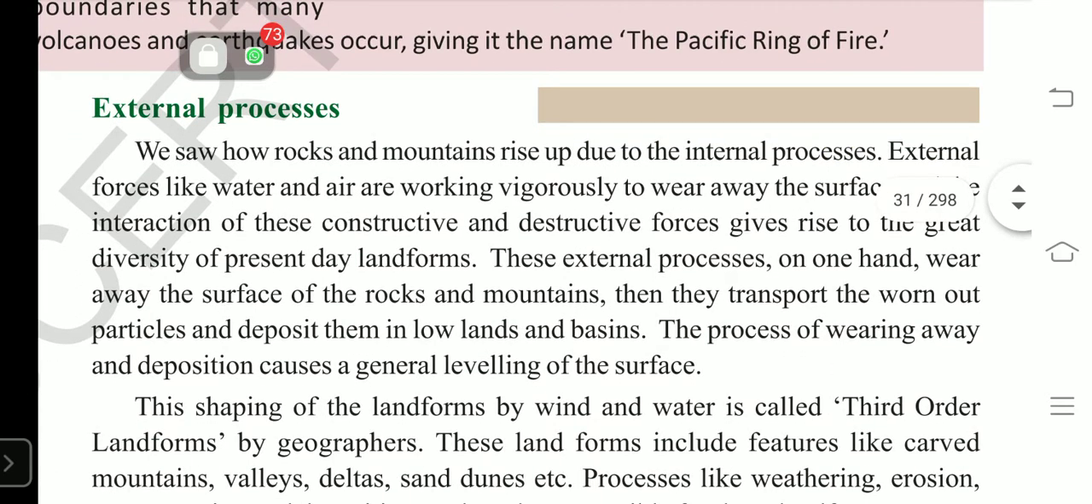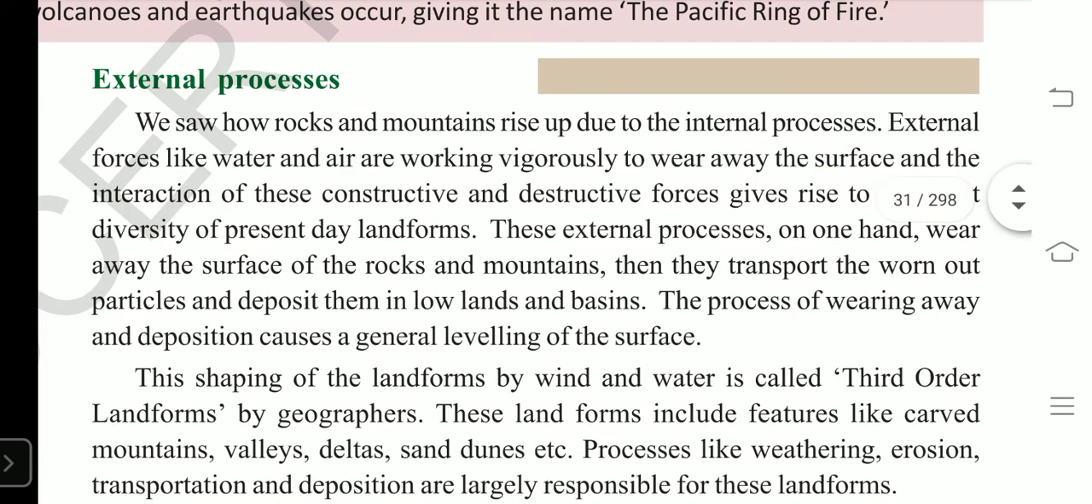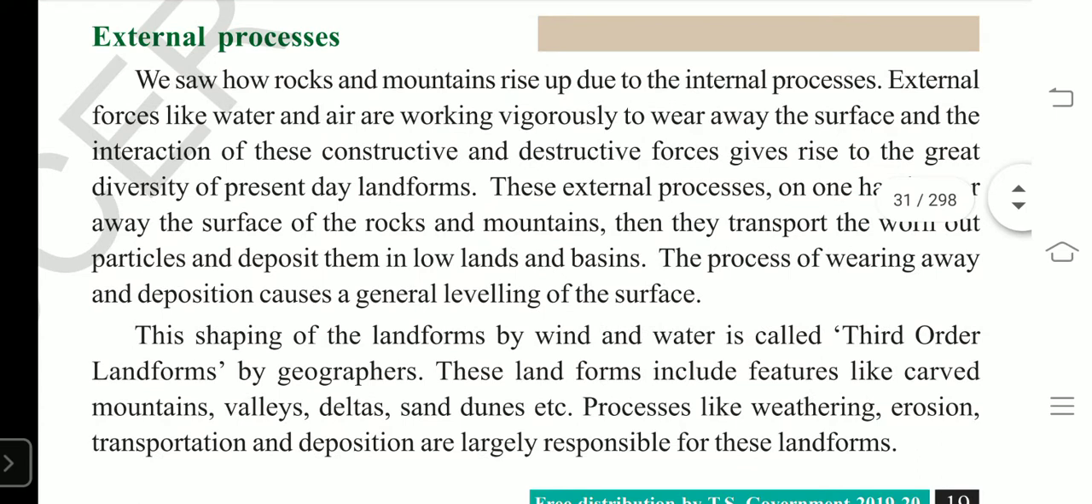So this process of wearing away the top layer of the earth's surface and deposition causes the general leveling of the surface. My dear students, we see that mountains are there, plateaus are there, and plains are there, right? Plains are at a little lower height. Plateaus are somewhat higher than the plains. Mountains we find at a greater height. So the surface of the land is undulating. It is not level, right?